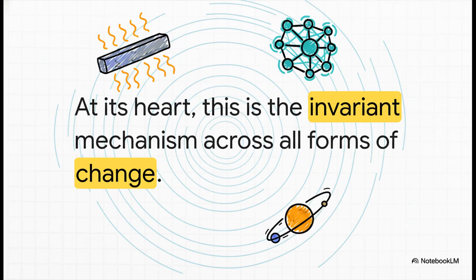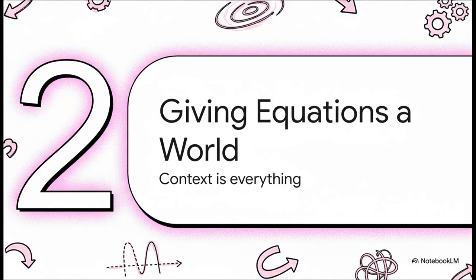This is why we can call it a universal language, because it doesn't matter what you're talking about. Heat spreading through metal, a virus moving through a population, or planets swirling around a star. The underlying mechanism, that fundamental grammar of change, is exactly the same. It's incredible. Okay, but here's the thing. A set of rules is just abstract, right? It's just an idea.